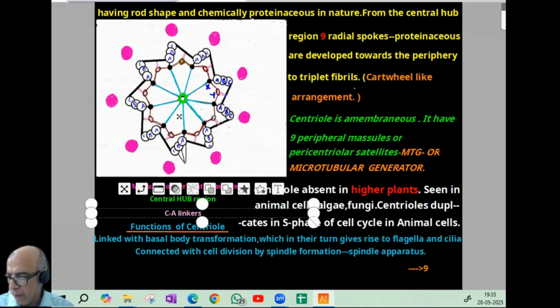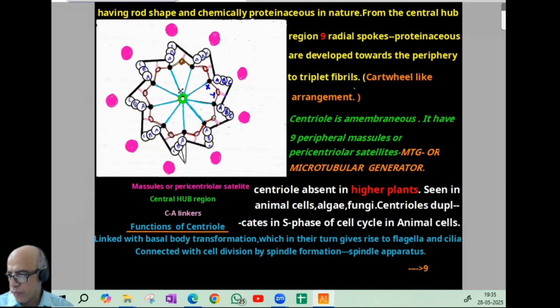There is a central hub region. This is the famous hub region. It is rod shaped and chemically proteinaceous in nature. From the central hub region, 9 radial spokes, 1, 2, 3, 4, 5, that way. The 9 radial spokes, proteinaceous, are developed towards the periphery to the triplet fibrils. See, this way. And that gives a cartwheel-like arrangement.